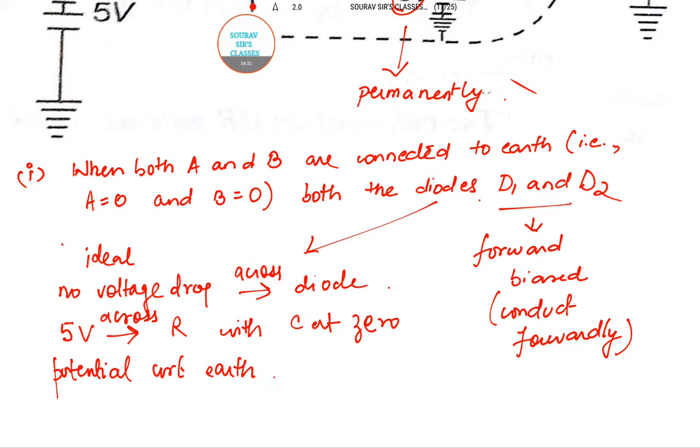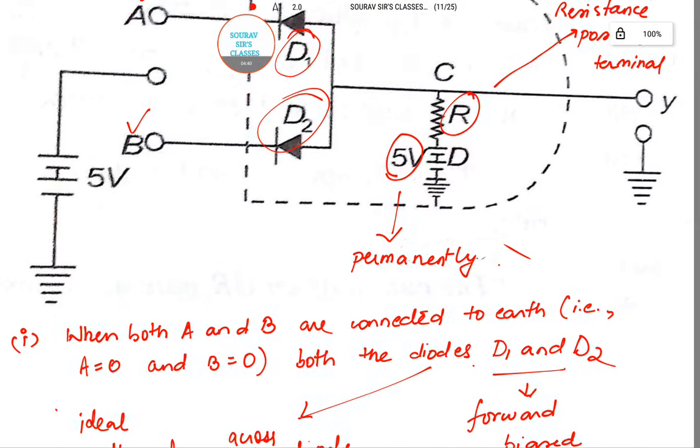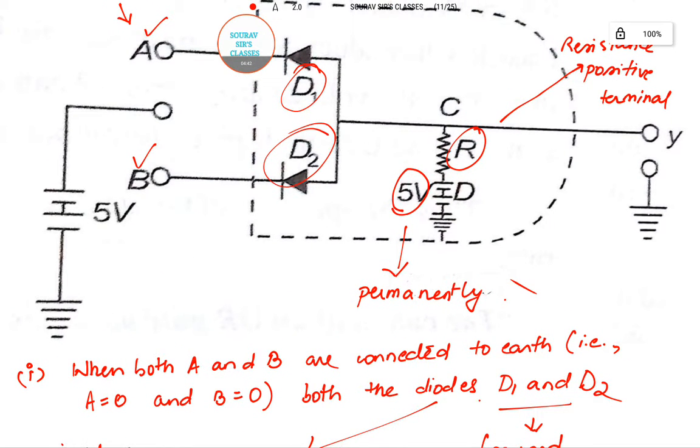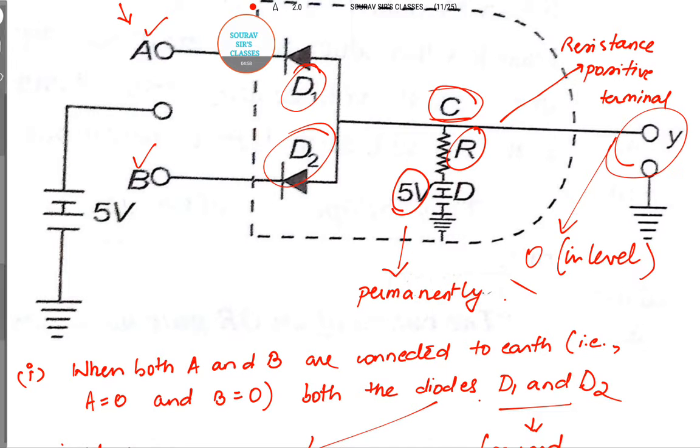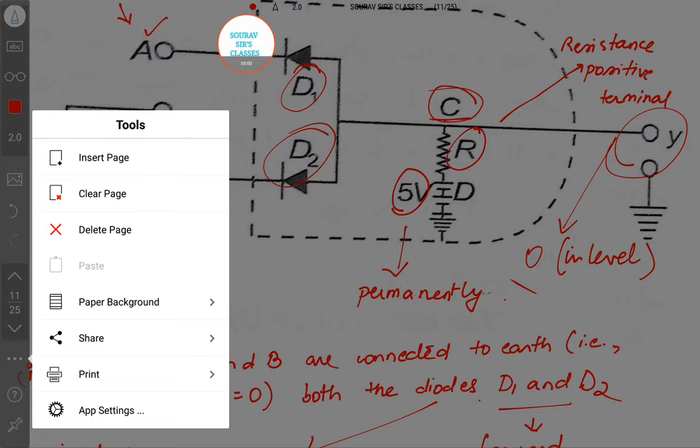So thus the output Y, that means this one, which is the voltage at C, is actually 0 in level. So this is all about case 1. We will talk about 4 cases in total.